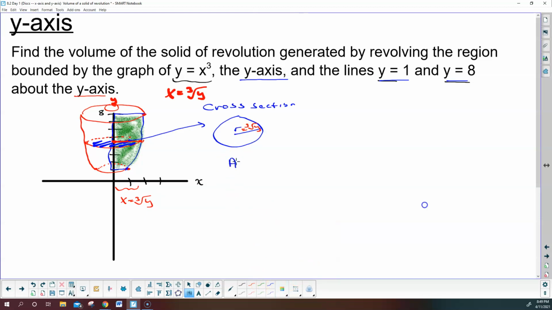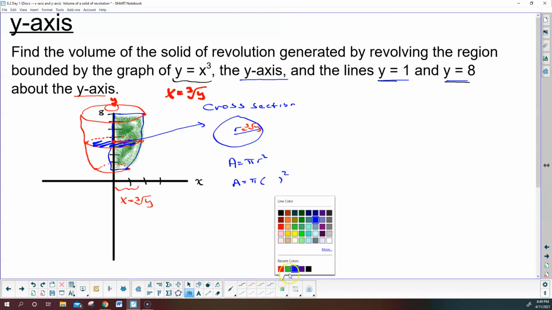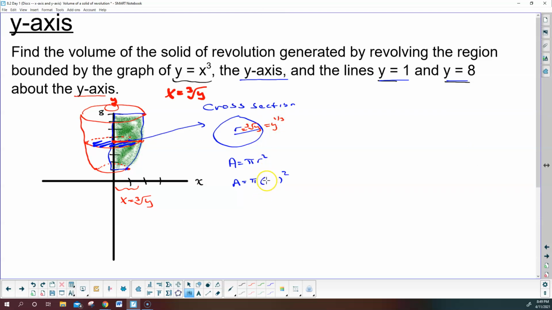Okay, now we're going to write our area. Well, it's still a circle, pi r squared, but this time my radius is the cube root. Now remember, instead of the cube root written as the cube root of y, we could write that as y to the 1/3. And the reason I do that is when I simplify, y to the 1/3 squared is really the same as y to the 2/3. Okay? Now, that's the area. That represents one of these circles.